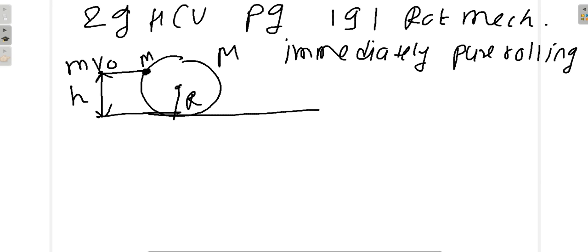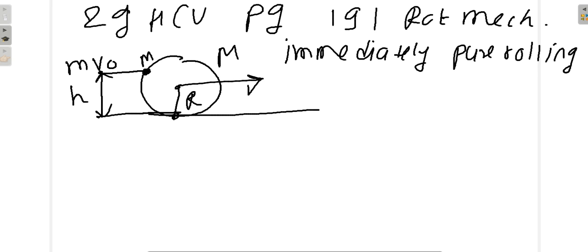So please try to understand the problem here. There is a small mass particle, small m, whose mass is negligible compared to mass of sphere. It is moving with a velocity v0. It hits the sphere at a height h and sticks together. Due to the impact, the sphere will start moving in the forward direction. We are supposed to find the value of height h in terms of r, so that the system will immediately start pure rolling. Again, we will do the same thing.